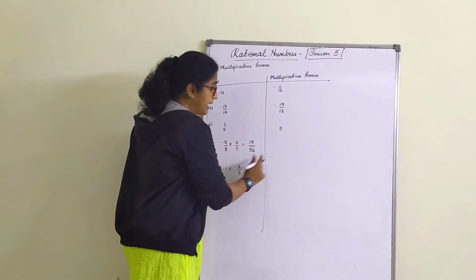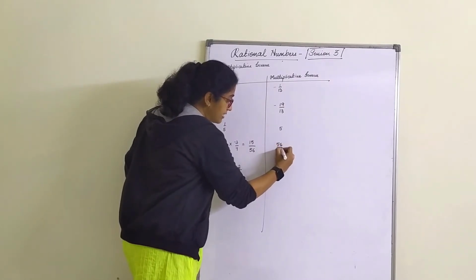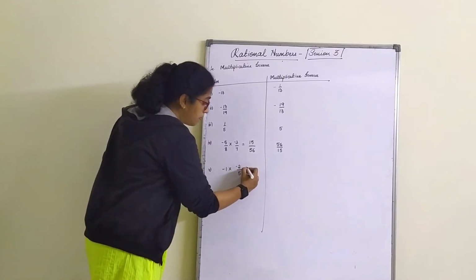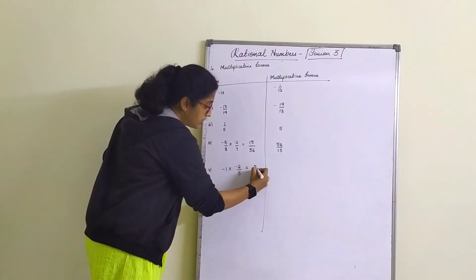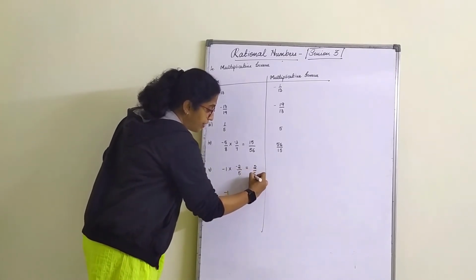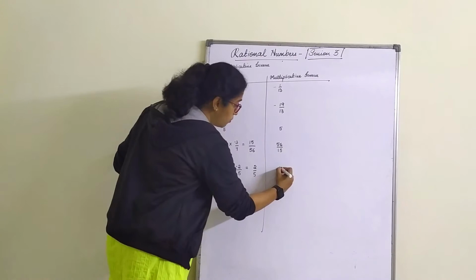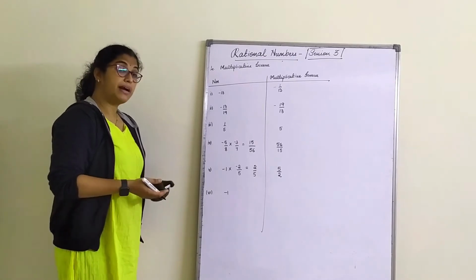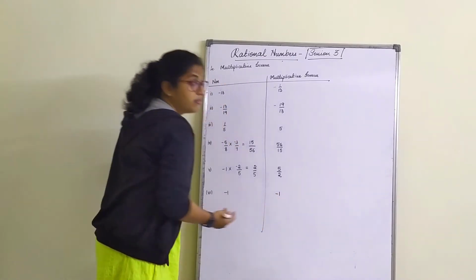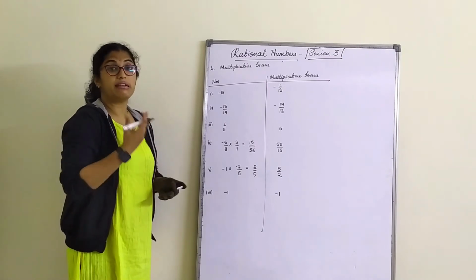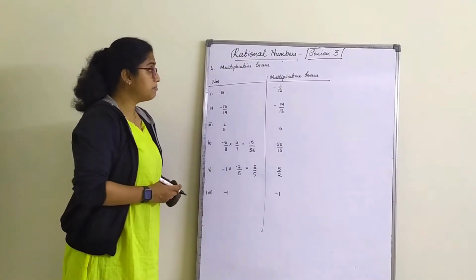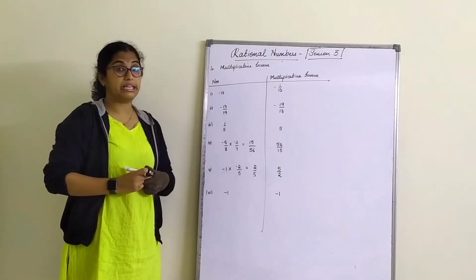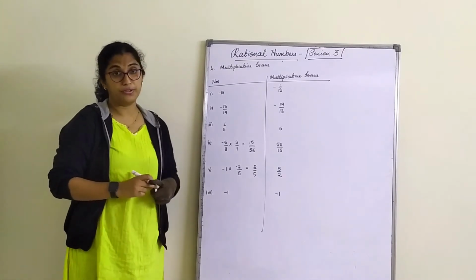What is the multiplicative inverse of this? 56 upon 15. Correct? Next, let's again multiply this. Minus 1 into minus 2 is minus into minus, plus 2 by 5. So its multiplicative inverse will be 5 by 2. The last one, the multiplicative inverse of minus 1 is minus 1 only. Even if you write minus 1 by 1, the reciprocal of 1 is 1, correct? So it is minus 1. So these are the numbers and these are the multiplicative inverses of the given numbers. Make a note of this in your book.